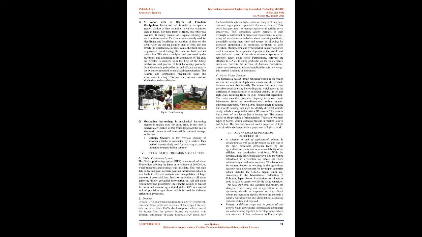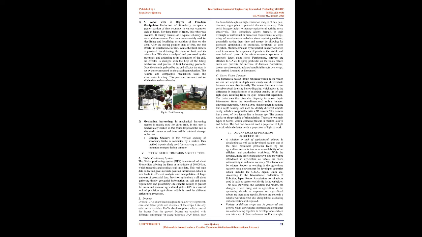Once the stem is grabbed by the end effector, the stem is cut by cutters mounted on the grasping mechanism. The flexible and compliant mechanism takes the strawberries to a tray. This procedure is carried out for all the detected strawberries. Fruit 1. 2. Mechanical harvesting.